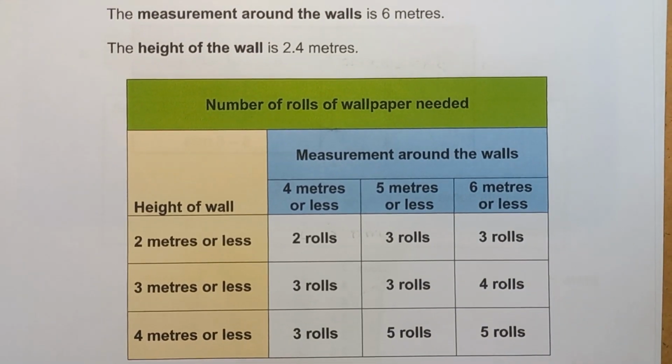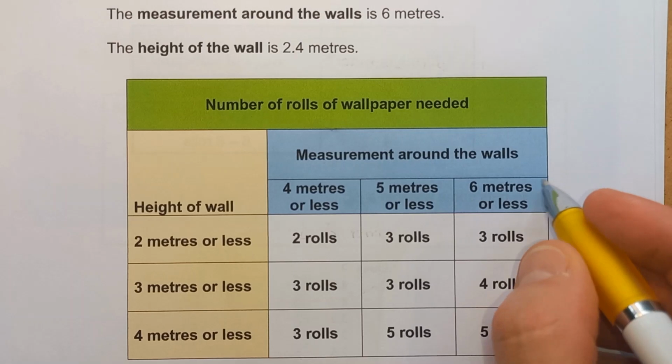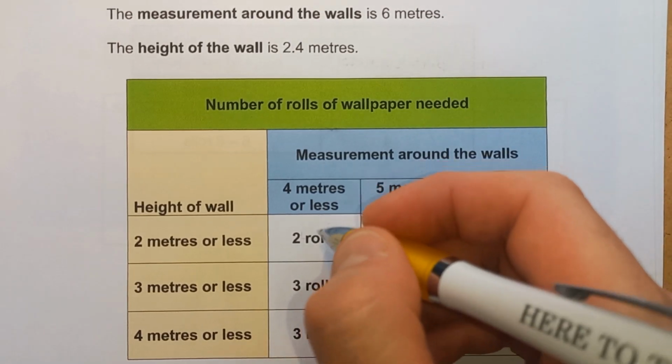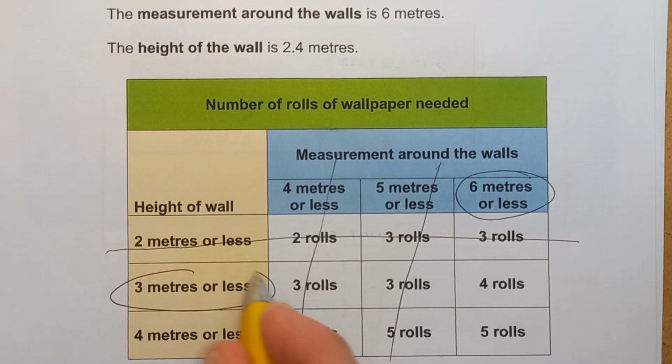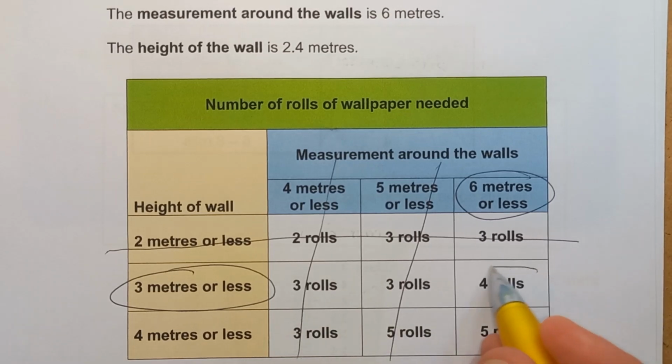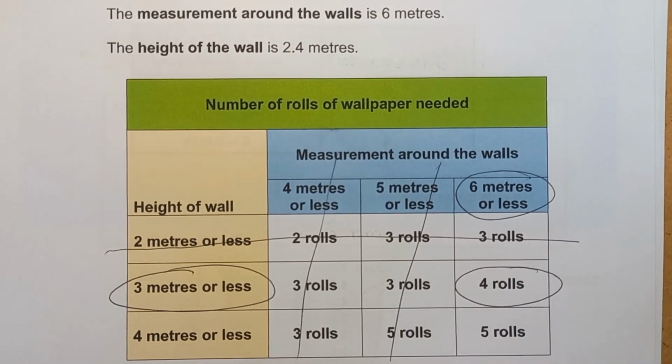So the measurement around the walls is 6 meters. So around the walls is 6. So we want this column. So we don't care about this or this. Now we look at the height. The height of the wall is 2.4 meters. 2 meters or less? Well, no, it's not 2 meters or less. It's more than 2. 3 meters or less? Well, yes, it's less than 3. So it's going to be this column. And that means it's going to have to be 4 rolls. Okay. 4 meters or less, well, we wouldn't use this row, because we know it's 3 meters or less, so it falls into this one instead.